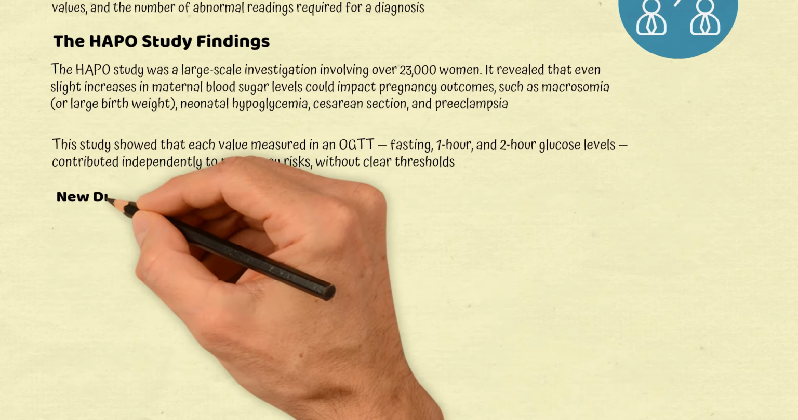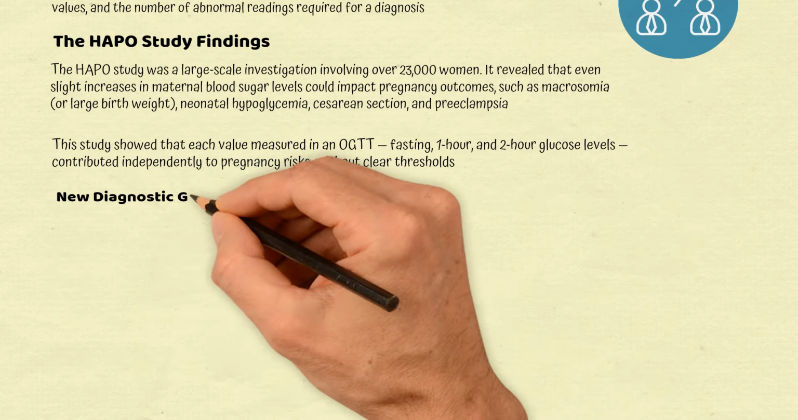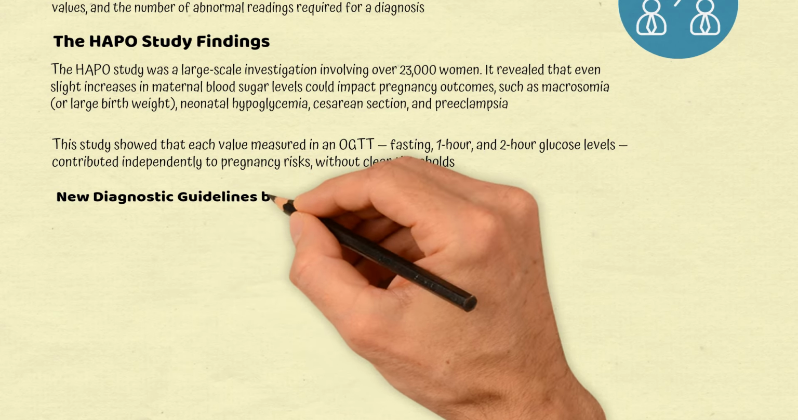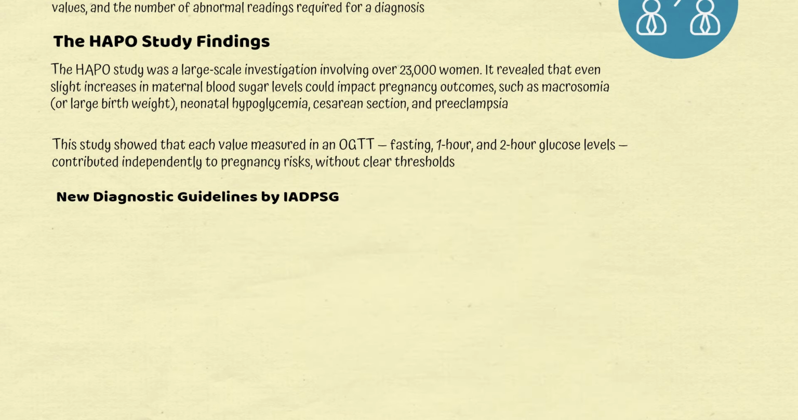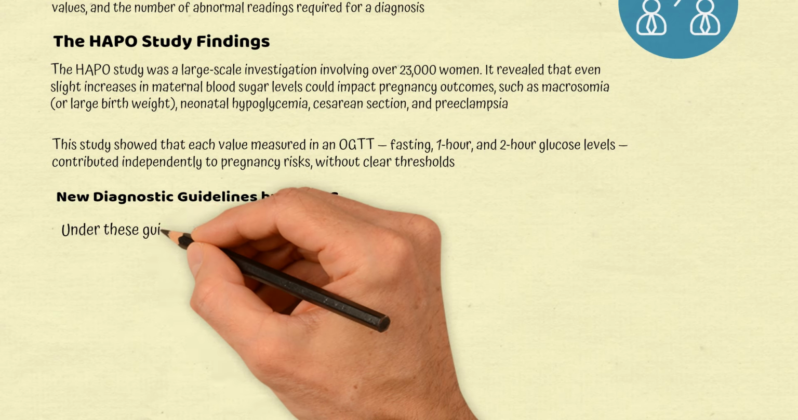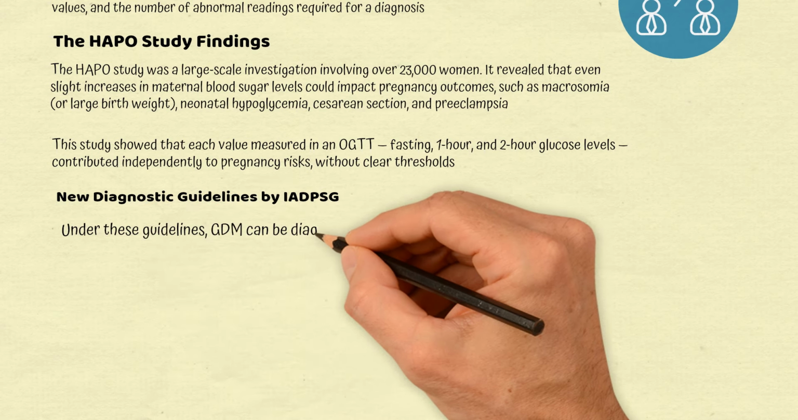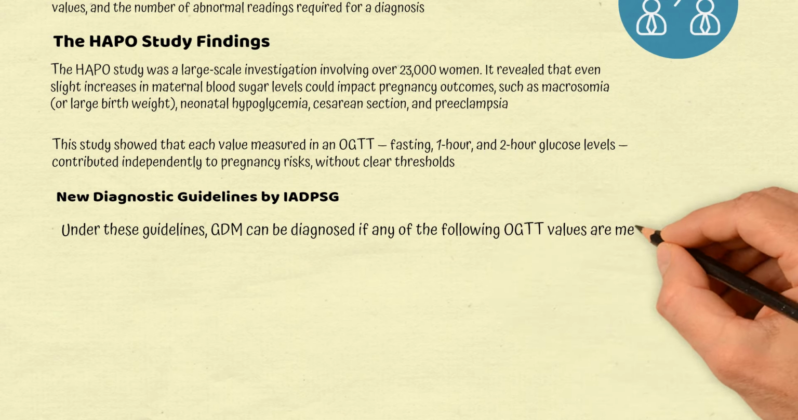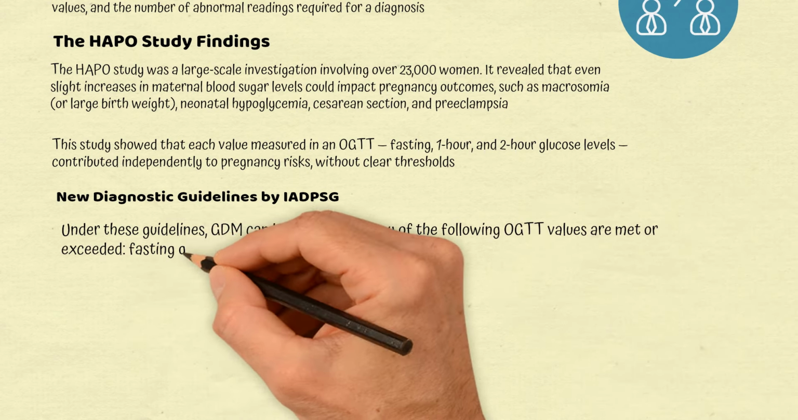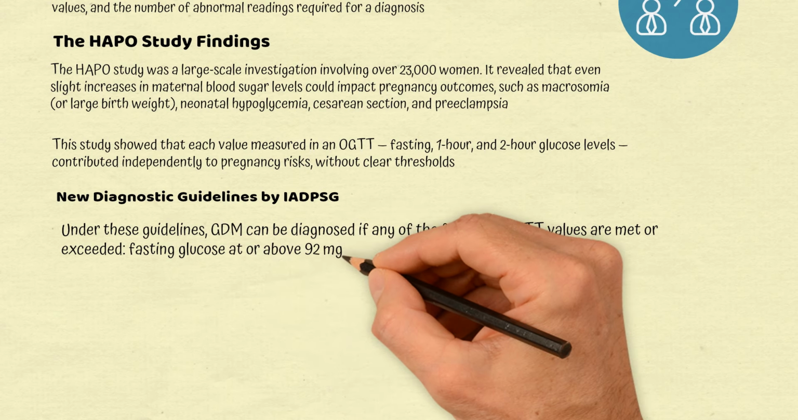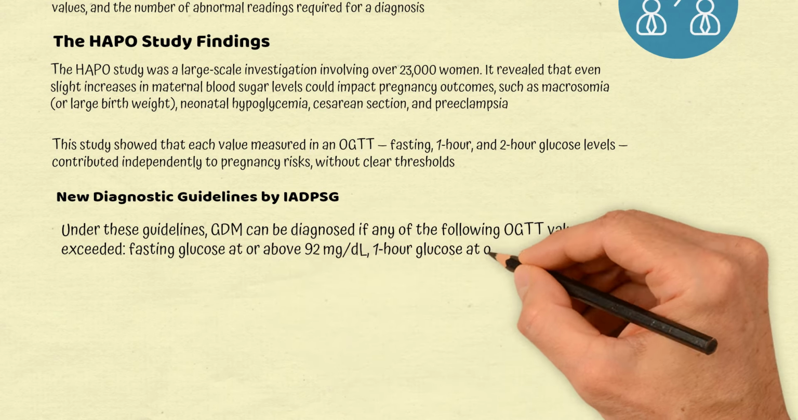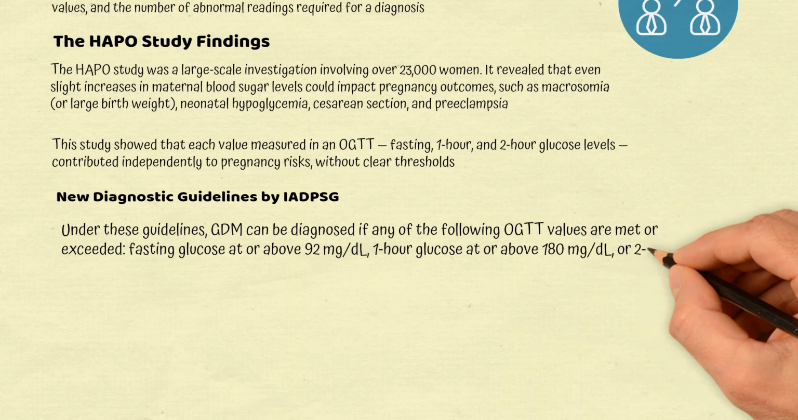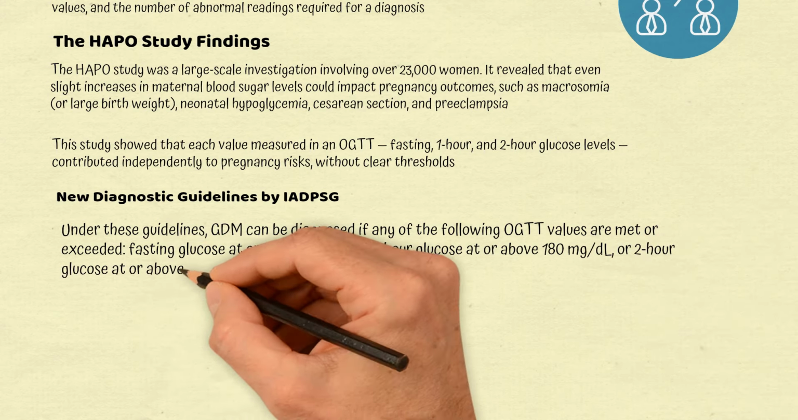Following the HAPO study, the International Association of Diabetes and Pregnancy Study Groups, IADPSG, recommended new diagnostic criteria for GDM. Under these guidelines, GDM can be diagnosed if any of the following OGTT values are met or exceeded: fasting glucose at or above 92 mg per deciliter, 1-hour glucose at or above 180 mg per deciliter, or 2-hour glucose at or above 153 mg per deciliter.